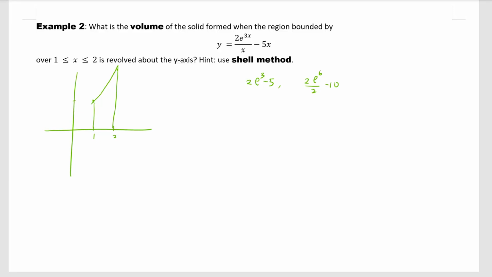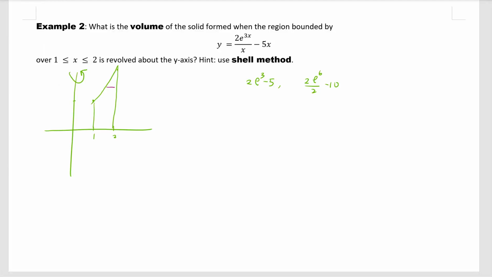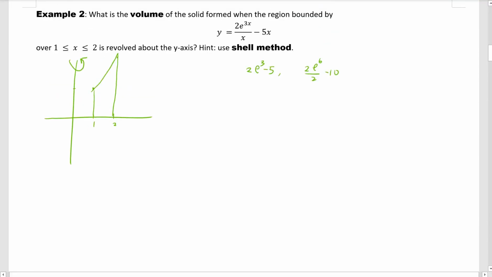So I want to rotate about the y-axis. So this is my y-axis. Next, how do we cut it? By the way, there's no way you can cut it horizontally. Because if you cut it this way, the upper curve is this, the lower curve is this. Are you able to solve for x in terms of y? Not really, right? That's why we cannot cut it horizontally. So we must cut it vertically. Then this is the x.